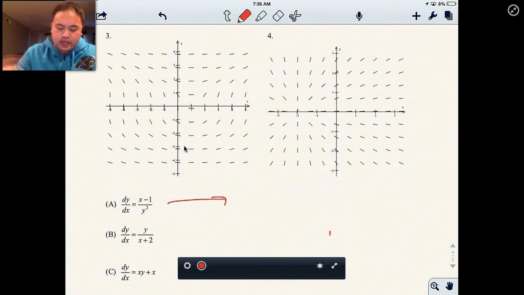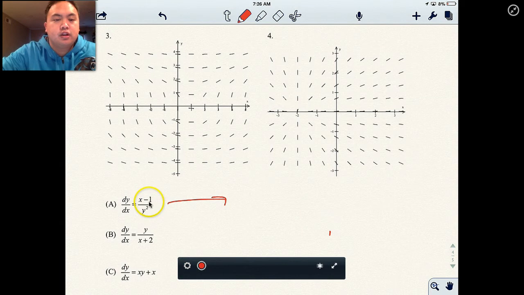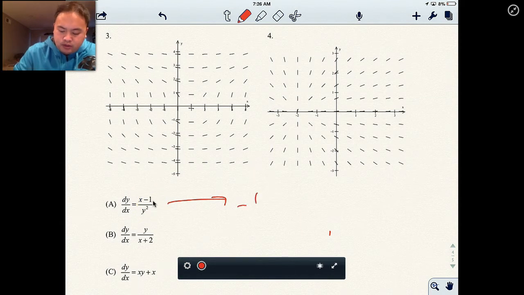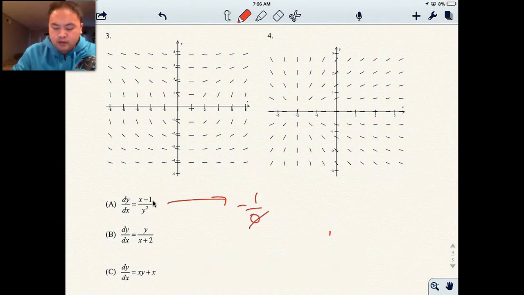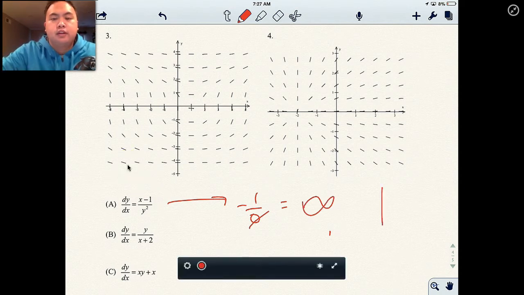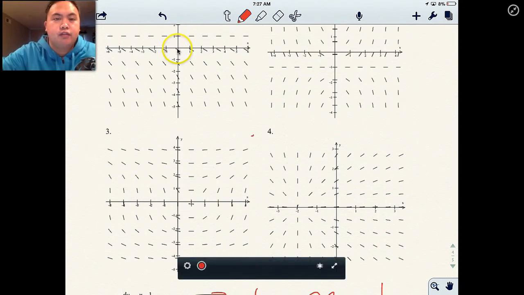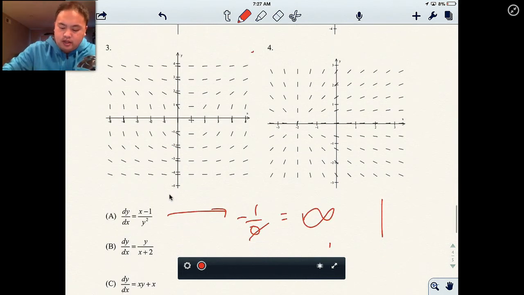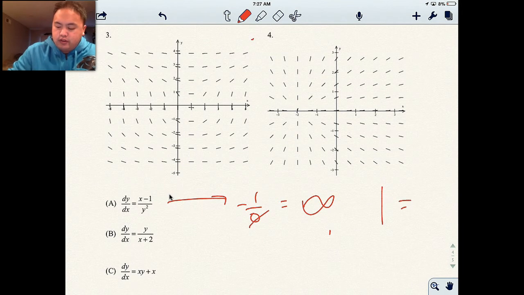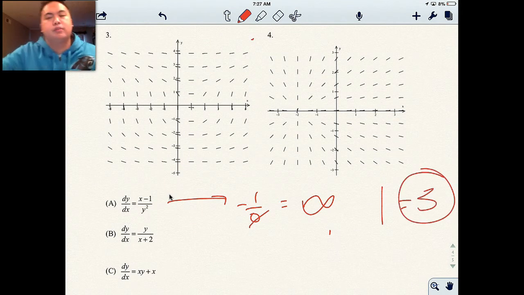So let's try A. If I plug in 0, 0, I get negative 1 over 0, which means I have a slope of undefined or infinity, which on the slope field is a vertical line. If I look at my 4 graphs at 0, 0, this is not a vertical line, this is not a vertical line, and this is not a vertical line. So A has to have a slope field that is equivalent to number 3.